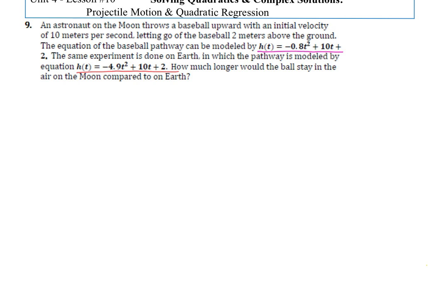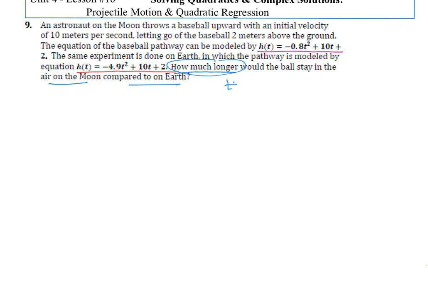Now, notice our equations are very similar. What's different here is basically the gravitational pull between the moon and the Earth. So our ending question is, how much longer would the ball stay in the air on the moon compared to the Earth? We have a stronger gravitational pull on Earth, so it's going to hit the ground sooner on Earth than it would on the moon. And the question is, how much longer?